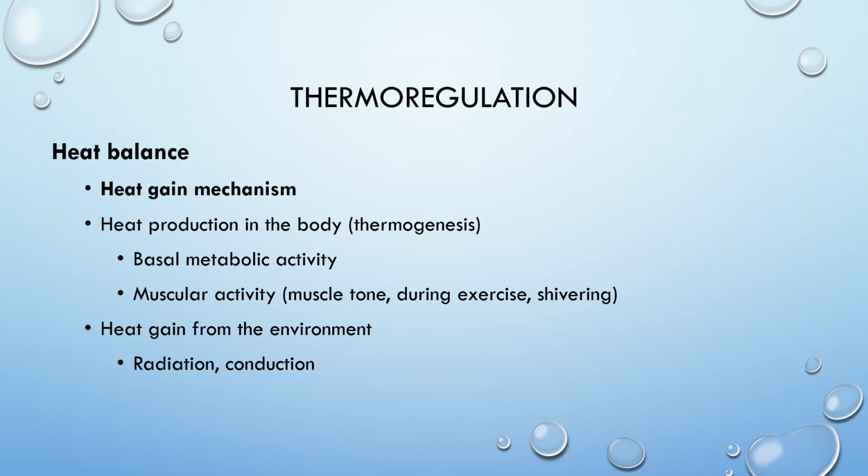So the heat gain mechanism, where heat comes via two processes: heat production in the body or heat gain from the environment. The heat production in the body can be due to the basal metabolic activity or muscular activity, for example, due to muscle tone, or when you are exercising, or due to the shivering process. And the heat gain from the environment can be via radiation, direct exposure to the sun, or conduction, contact with a hot surface or hot object. For example, your body exposed to hot water.